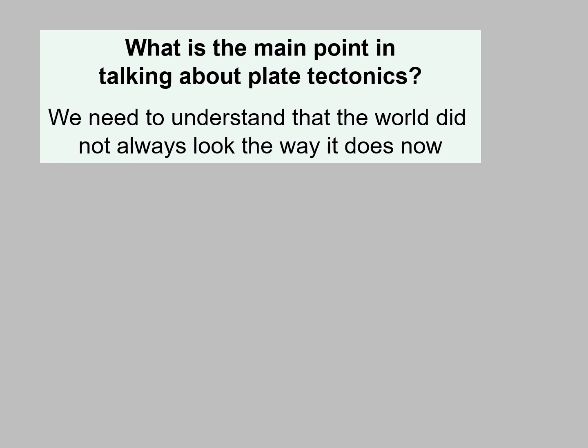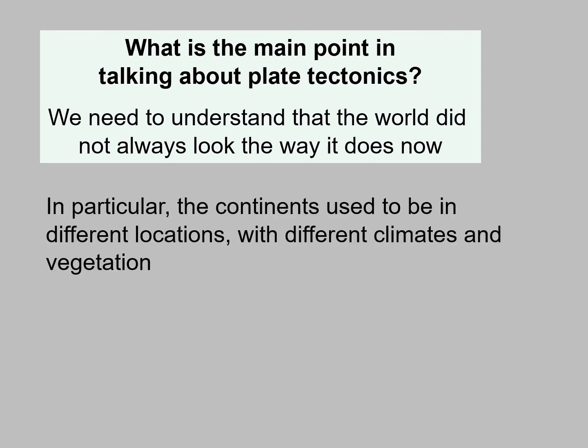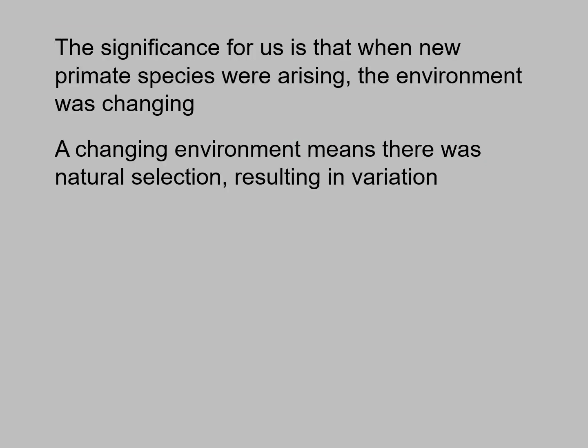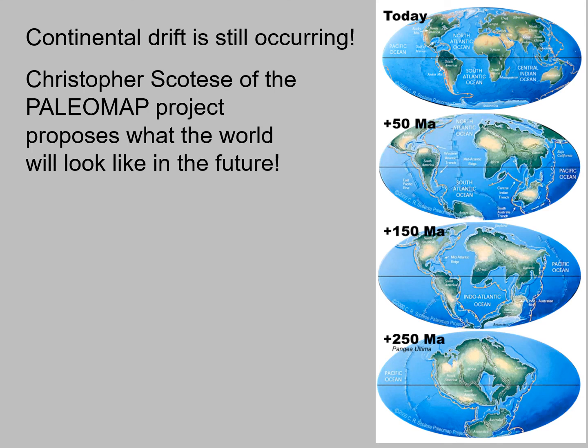What is the main point in talking about plate tectonics? Well, we need to understand that the world did not always look the way it does now. And in particular, continents used to be in different locations with different climates and different vegetation. And the significance for us is that when new primate species were arising, the environment was changing. And a changing environment means that there was natural selection resulting in variation. Continental drift hasn't stopped. It is still occurring. It's thought that the oceans are spreading apart at the same rate at which your fingernails grow.